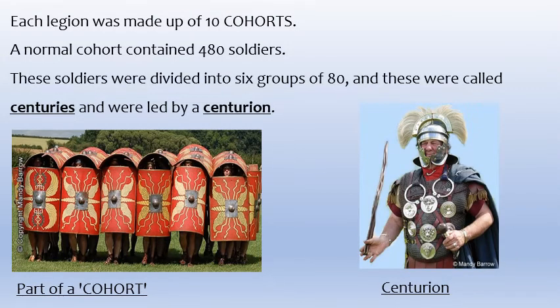Each legion was made up of 10 cohorts. A normal cohort contained 480 soldiers. These soldiers were divided into 6 groups of 80, and these were called centuries and were led by a centurion.